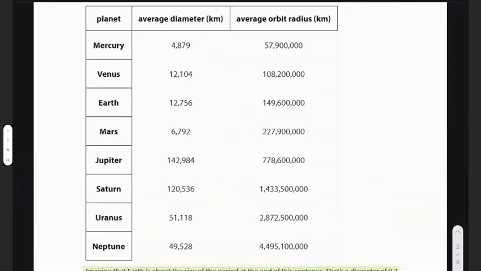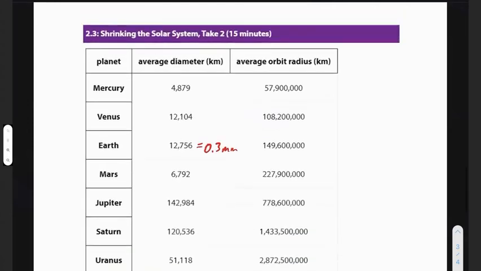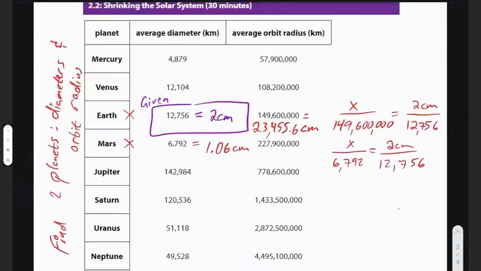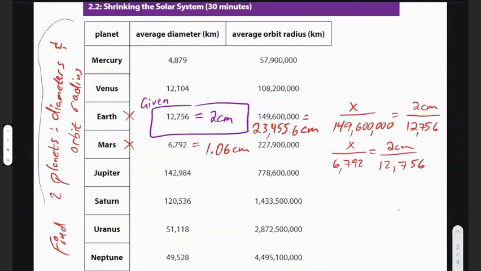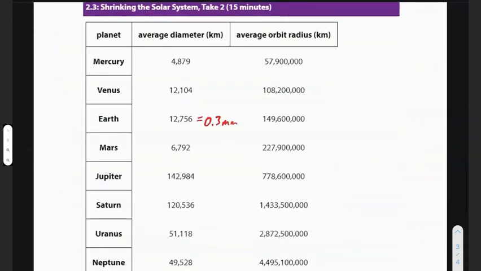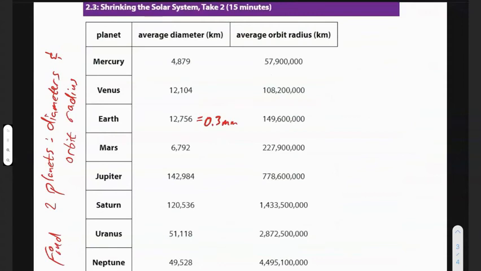All right, so how big is the scaled version of your planet now? Well, notice they changed it on us, right? They just made everything super small. So what would that do for all your other measurements? Same situation, just different scale. Find 2 planets, but now you're using that new scaling that they give us, the 0.3 millimeters. So for example, I'm going to find the average orbital radius for Earth using that new scaling. So let's do that.